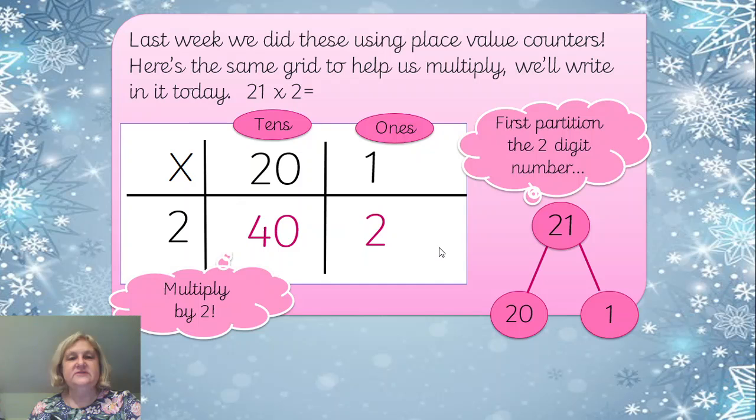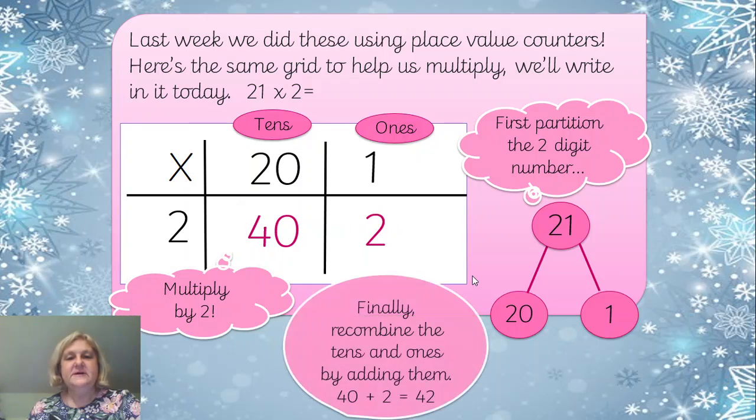Now the trick is to remember to add these together, recombining the tens and the ones by adding them up. So 40 add 2 is 42, and that goes back in to become the final answer for your equation. So 21 times 2 is 42, and you can double check that that looks right: 2 lots of 20 is 40, 2 lots of 1 is 2, 42.